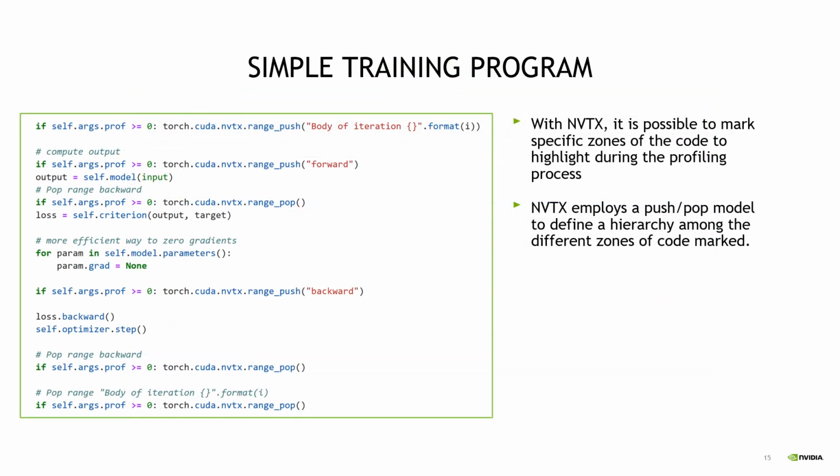If we take a simple training program, for instance, what you can do with NVTX is start identifying regions in your code. This code starts with a very basic training loop, and you can use NVTX through a push and pop model to identify the hierarchy across the zones in your code that you want to mark. You can see there are these simple calls to the CUDA NVTX range push and range pop. I have a more detailed slide about this.